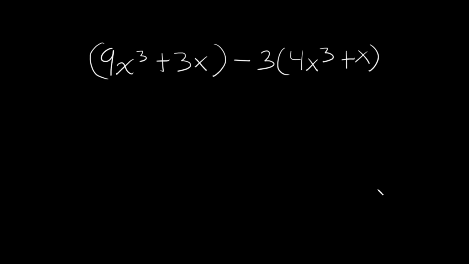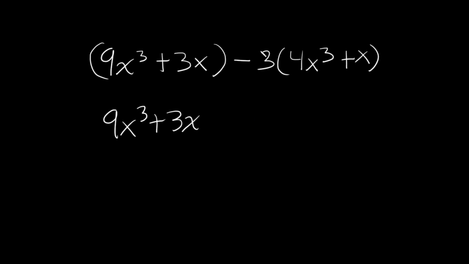So now let's finish up by doing one more problem. And this one is a little bit more challenging. So we can see here that we actually have parentheses and a constant multiplying multiple variables. So let's simplify the parentheses first. And you'll notice here we can't really do anything with 9x to the third plus 3x. So let's just rewrite it down here. 9x to the third plus 3x.